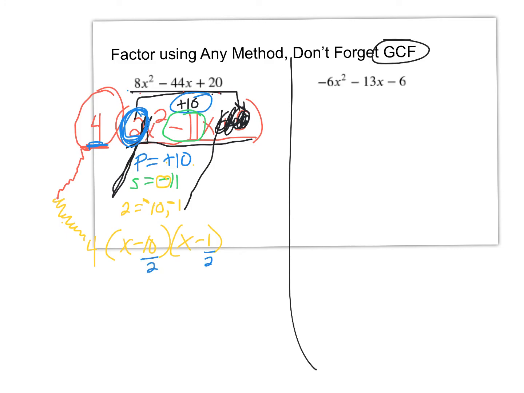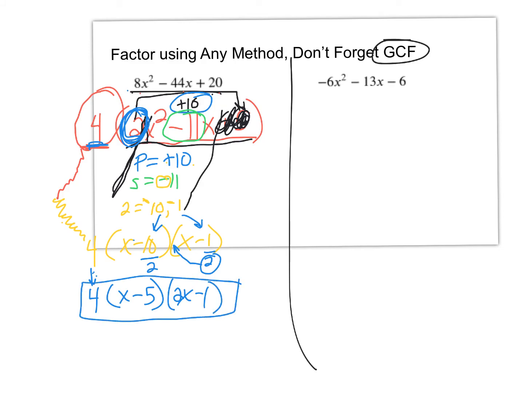And I do not divide by the GCF. I only do the pieces that went into the parentheses. Okay, so we're going to have 4. That keeps coming with us. Now 10 over 2 reduces to 5, so we're going to have x minus 5. 1 over 2, I can't reduce it, so I scooch that as 2x minus 1.